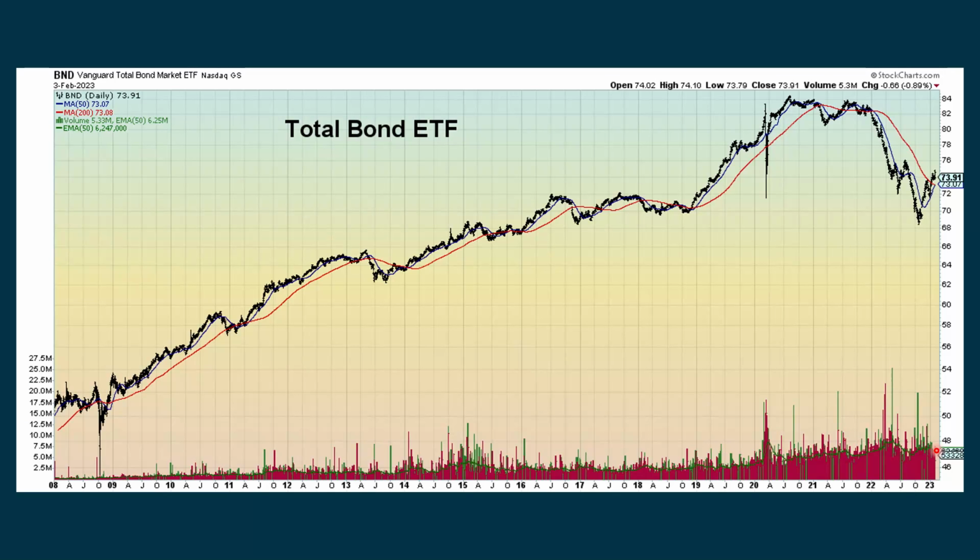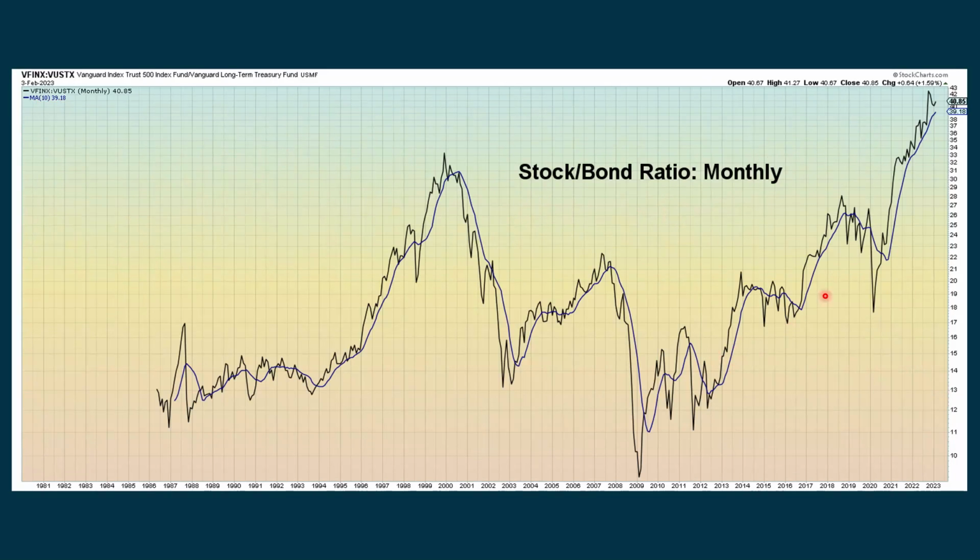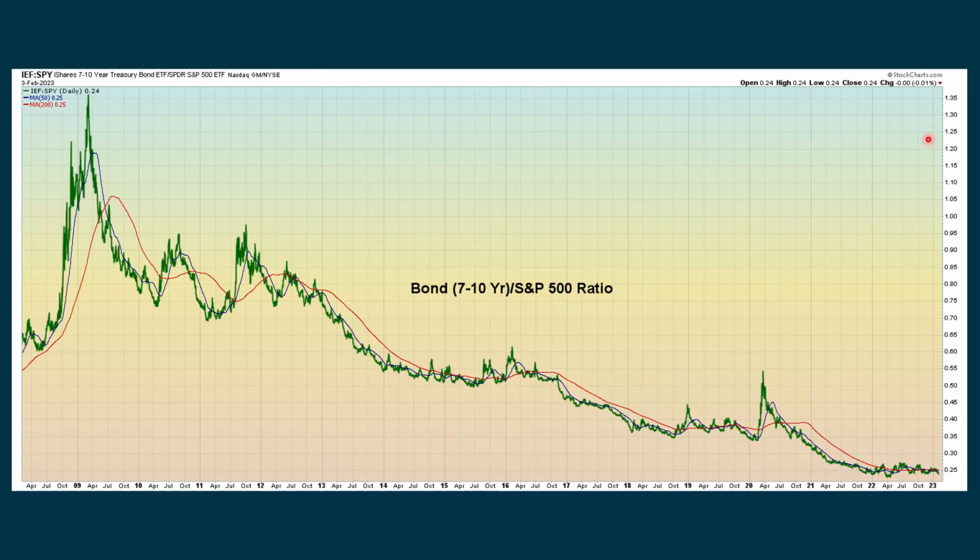Looking at bonds against stocks, the total bond ETF is just about ready to give us a golden cross. We're seeing bonds enjoy some strength lately. The World Bond Index is not quite ready to give us a golden cross, but if we keep going higher with bond prices, that could bode well for the World Bond Index. The stock-to-bond ratio still shows that stocks are outperforming bonds. Both had a terrible 2022. Stocks, on the other hand, did better than bonds did, and they're still in an overall uptrend.